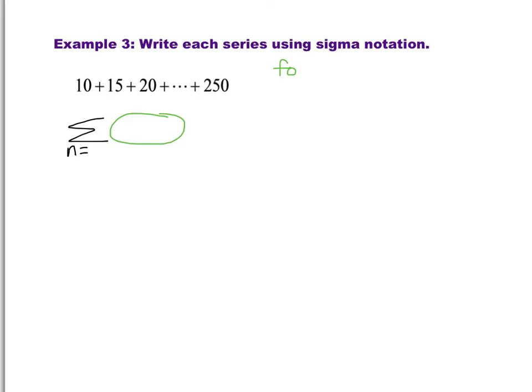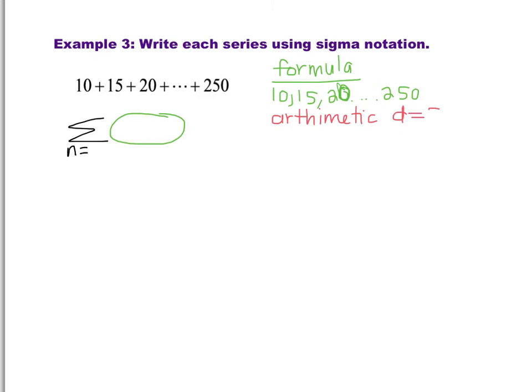So what you're going to do is think of this just like it's a sequence, like we did in the first half of the chapter. So think of, we have 10, 15, 20, up to 250. So we ask ourselves, is this arithmetic, is it geometric, or neither? In this case, we have an arithmetic sequence. We can see that there's a common difference of 5. Between each term, we're adding 5. So my D is 5.